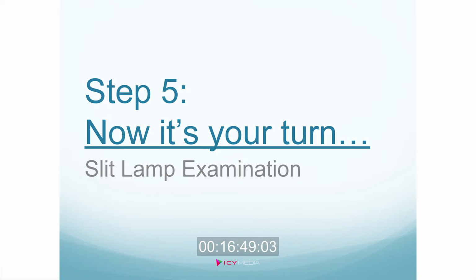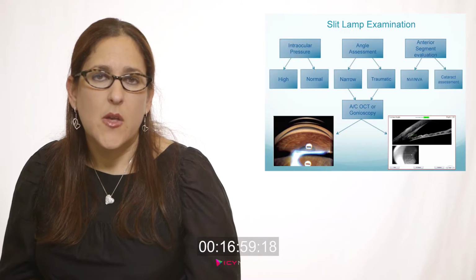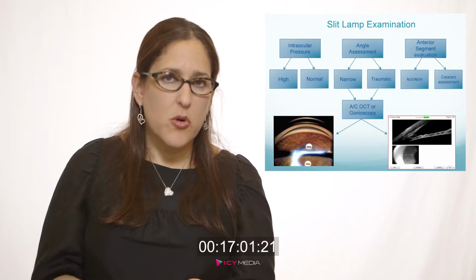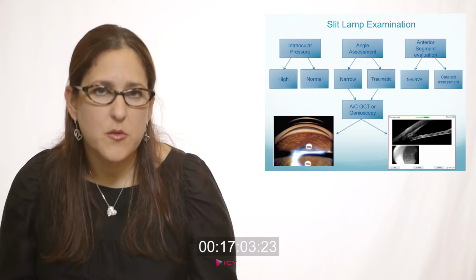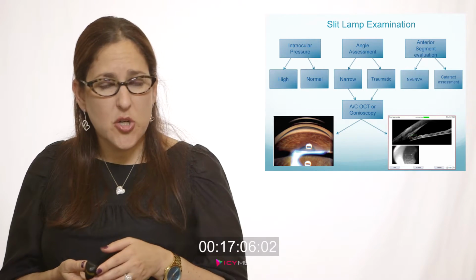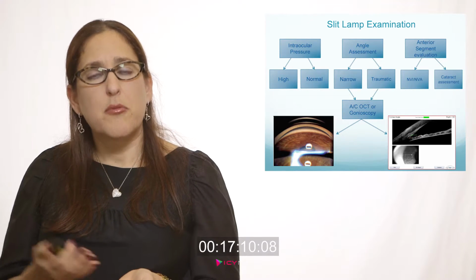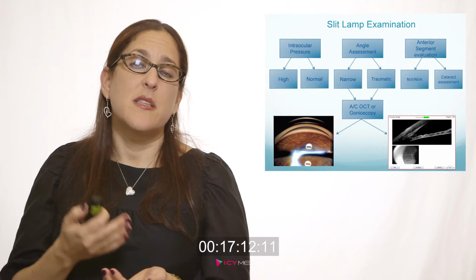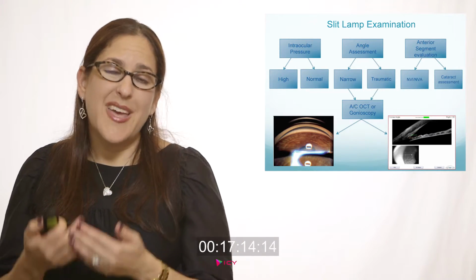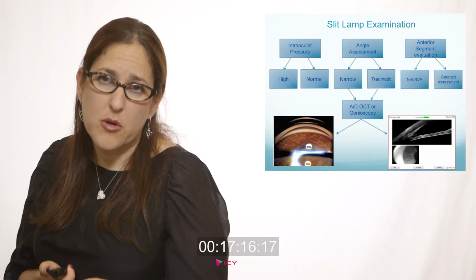Okay, now it's your turn to sit down at the slit lamp and take over the exam, and again start to put together the puzzle pieces that your technician has provided you with. So on the slit lamp exam, what's important in diabetes? There's quite a few things, right? We want to start off with intraocular pressure, because if a patient has proliferative disease, their pressure may be high if it's affecting the iris or the angle. So getting a really good pressure reading is very important.